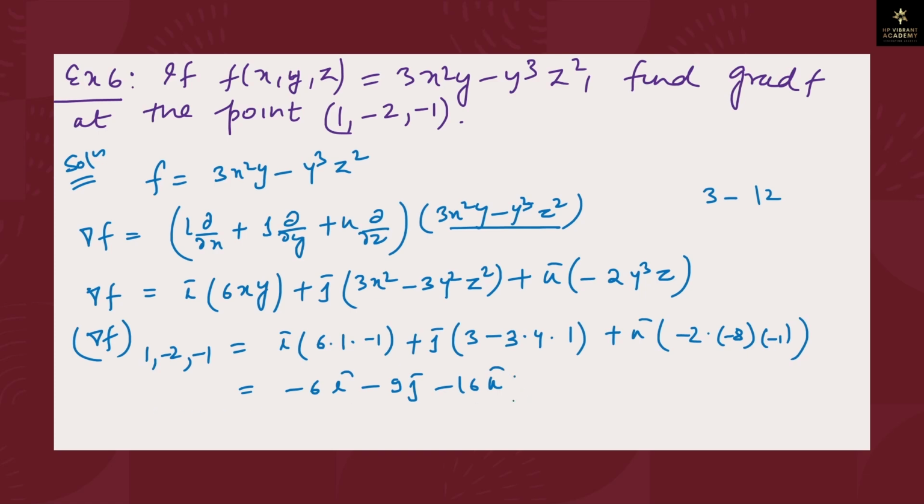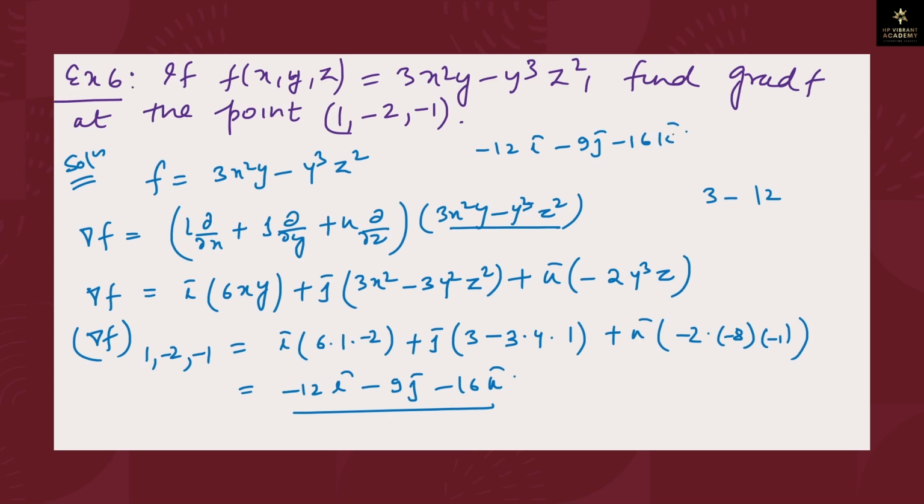Okay, sorry, the value of y is minus 2 here. It is 6xy, so 6 into x is 1 and y is minus 2. So this is 6 into minus 2, which is minus 12. So this is the answer. The value of the gradient of f at the point 1, minus 2, minus 1 is minus 12 i cap minus 9 j cap minus 16 k cap.